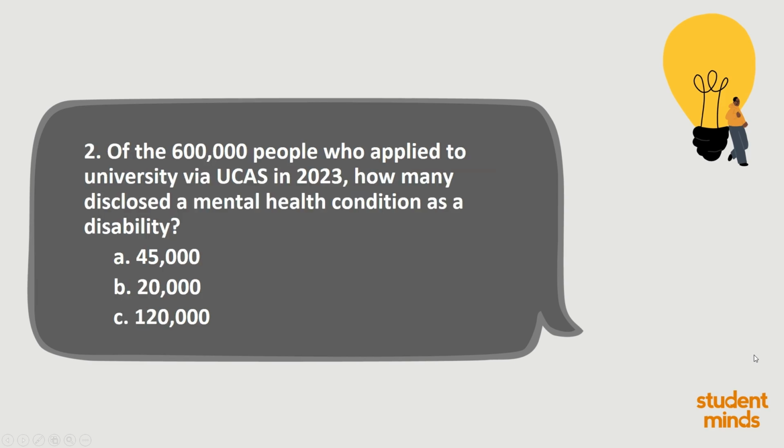Question 2. Of the 600,000 people who applied to university via UCAS in 2023, how many disclosed a mental health condition as a disability? A, 45,000, B, 20,000, or C, 120,000?